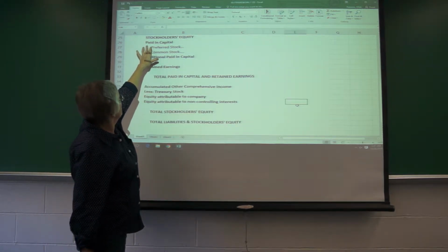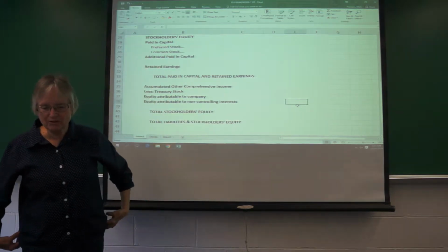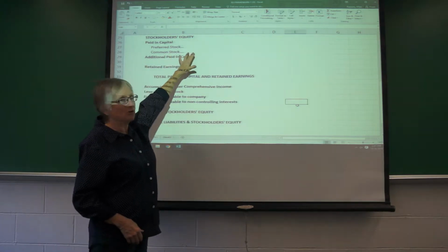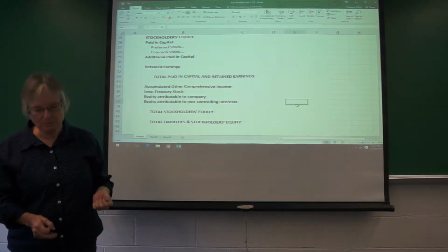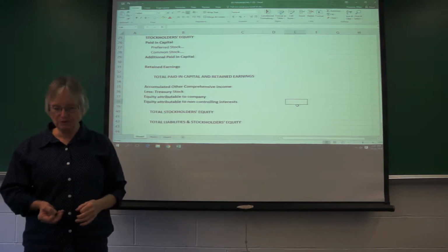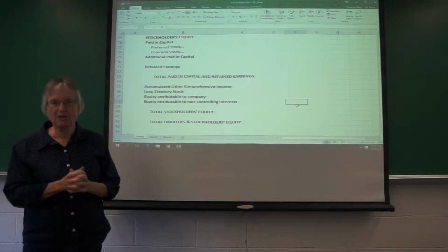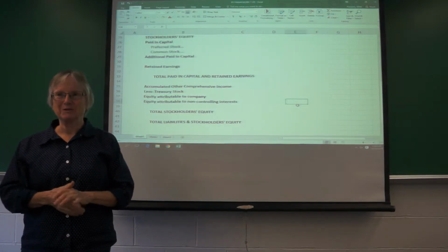So you do the paid-in capital first, that's your capital stock, and you always list the preferred stock and then the common stock. But you have to tell the whole story. You can't just say preferred stock. You have to say 7% preferred and tell if it's cumulative. And you tell the whole story about it. How many shares are authorized, issued, and outstanding? Those are terms that you need to know what they mean.